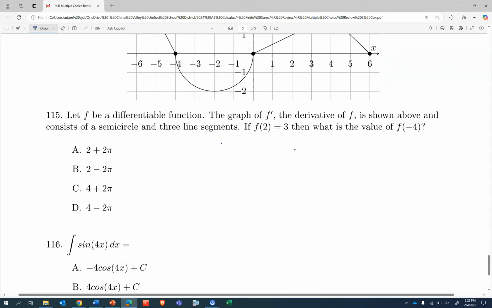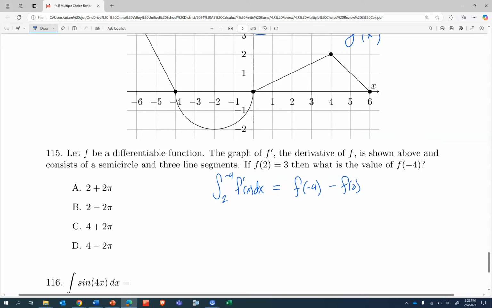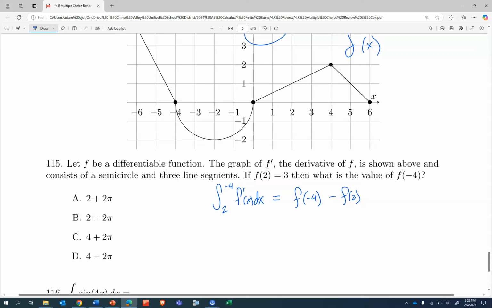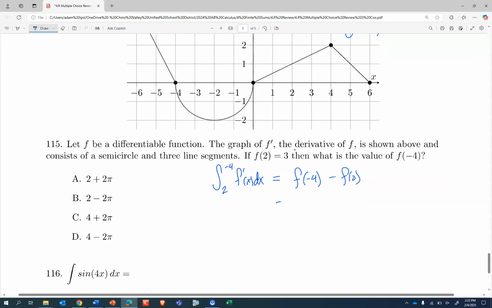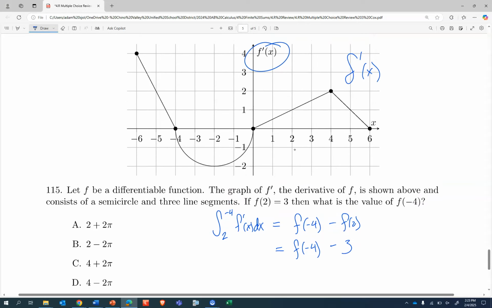So we're going to do the definite integral from 2 to negative 4 of f prime of x dx is equal to f of negative 4 minus f of 2. Okay, this is kind of fun. I don't know, you and I have different versions of fun because we have to do fundamental theorem here by doing area under a curve. Let's replace f of 2 with 3. Okay, and so let's see, we're starting at 2 and going backwards to negative 4.